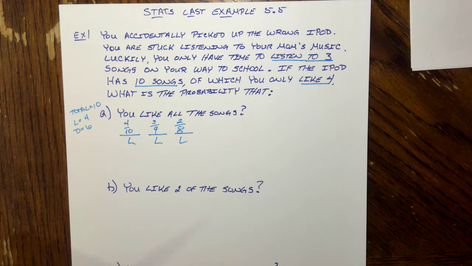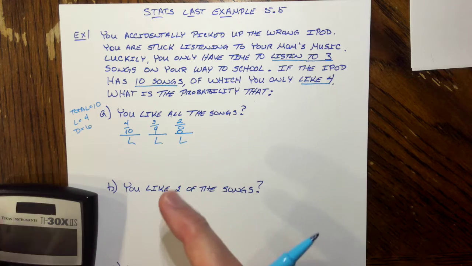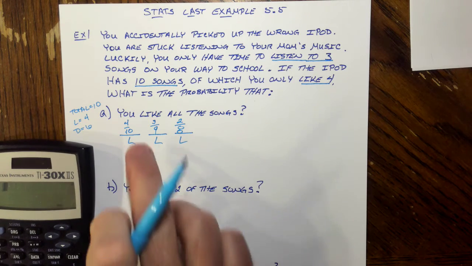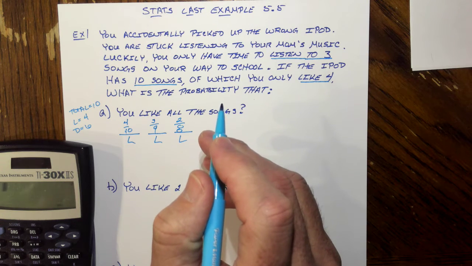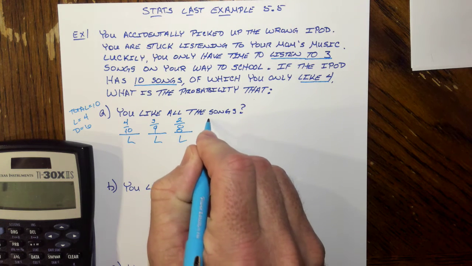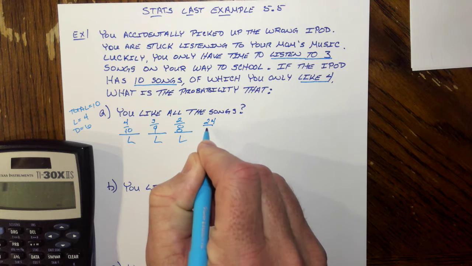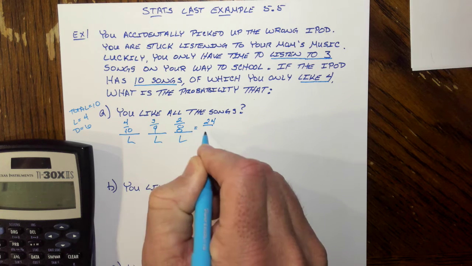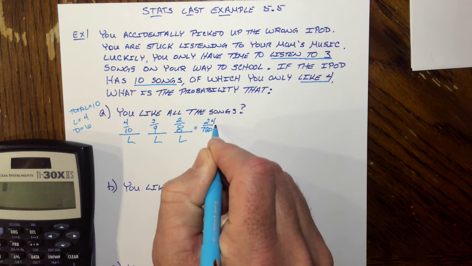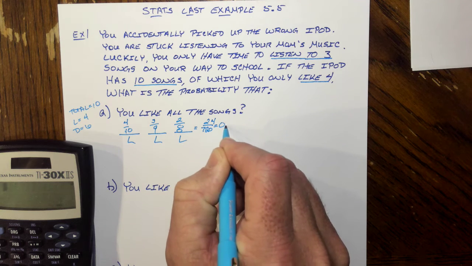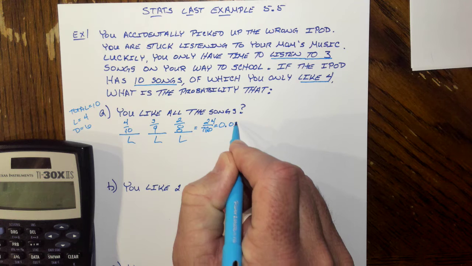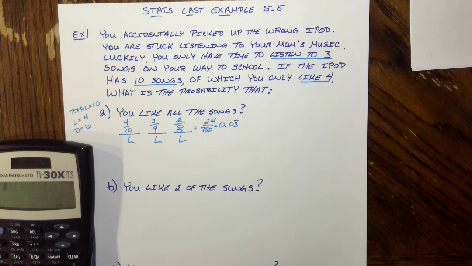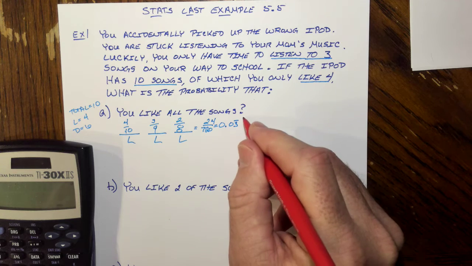So we can work with our fractions a number of ways. You could reduce these if you want to. You can just multiply them straight across. 4 times 3 times 2 gives us 24. And multiplying those across, 720. Yes, you can reduce the fraction. I'm going straight to a decimal of 0.03 repeating.